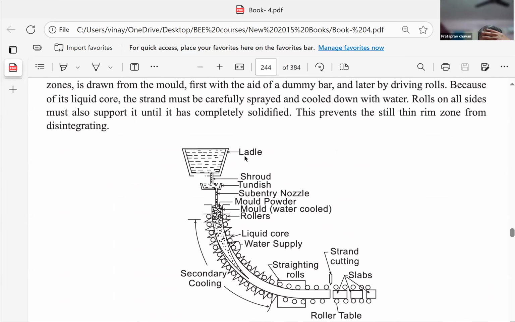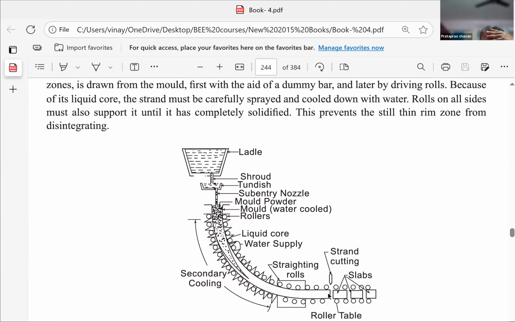Now, when you are pouring, suppose this is the ladle, the molten metal is collected here, and then it is poured here. Here are the secondary cooling methods, slabs, standard cutting, straightening rolls, liquid core water supply, mold powder, sub-entry nozzles. These are some typical words used in the steel industry.